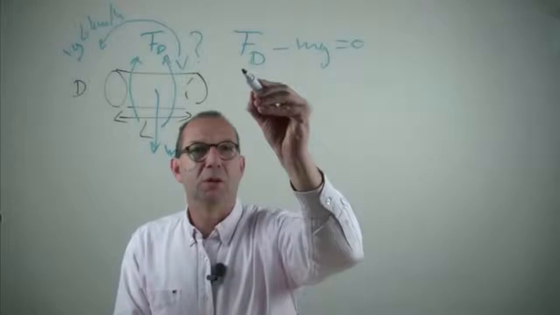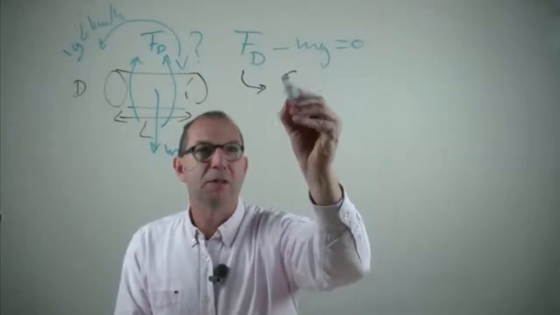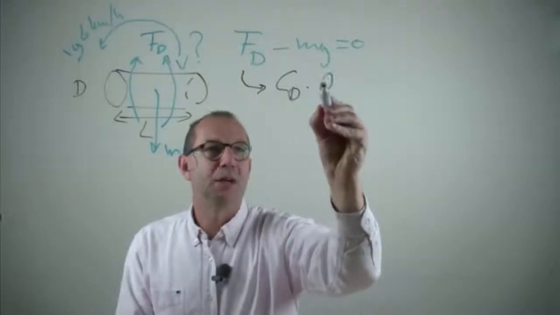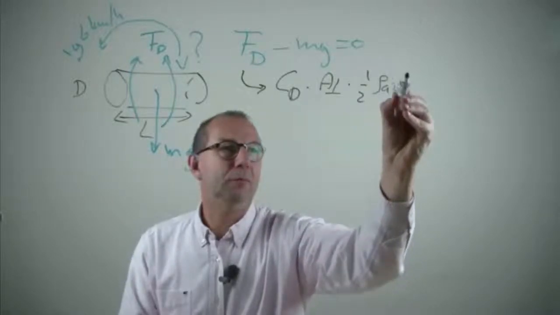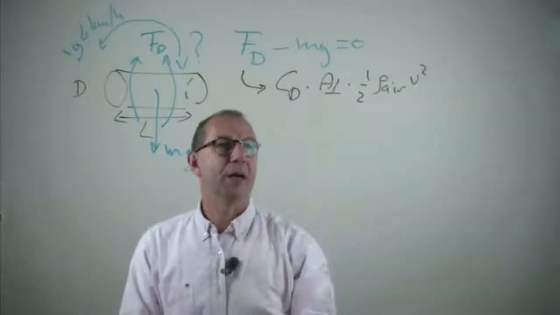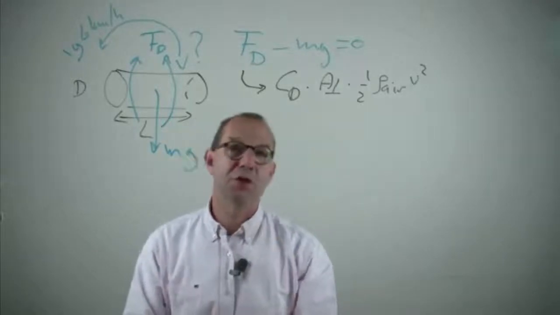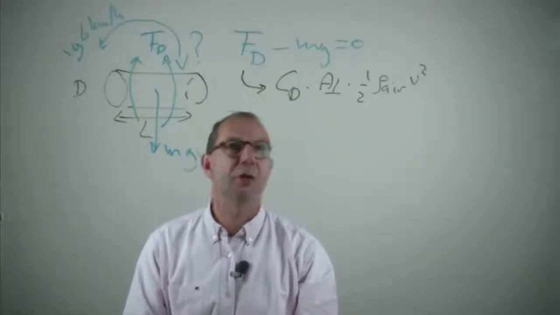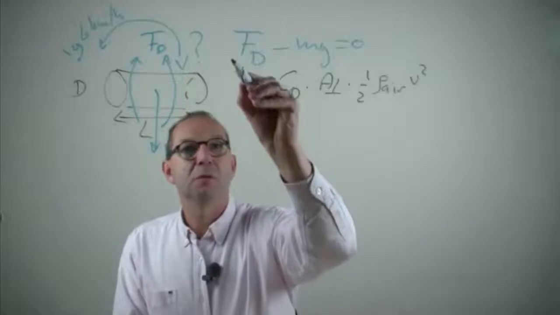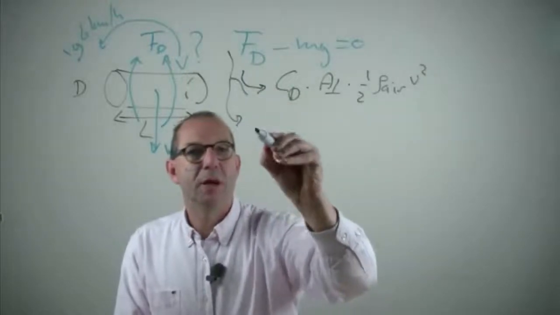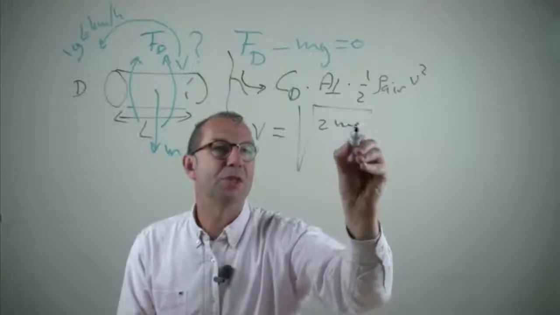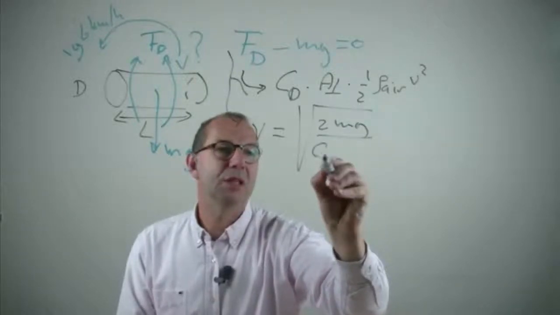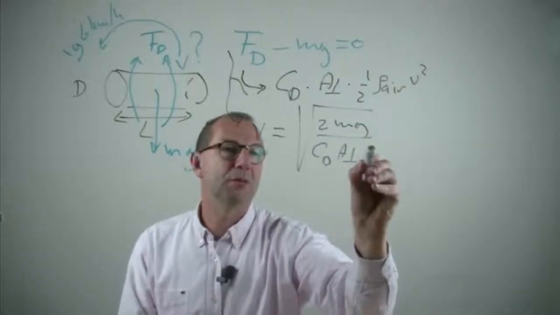Well, we need to model the drag force, and we know how to do that. It's a drag coefficient, times a perpendicular area, times half rho_air v squared. V is the velocity of the air, the person itself is floating. If you use this, then we find that the velocity equals the square root of 2 times mg over C_D, A perpendicular, rho of air.